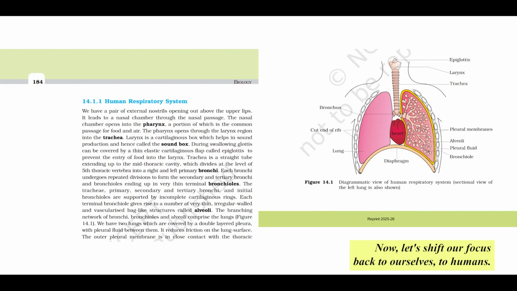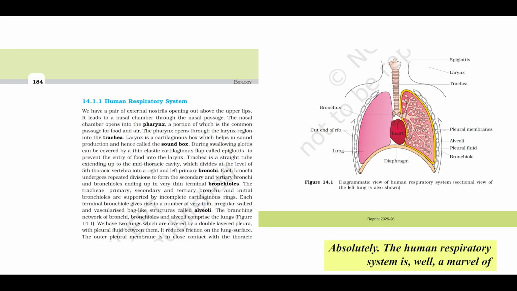Now let's shift our focus back to ourselves, to humans. Could you please walk me through the human respiratory system? Step by step, explaining the pathway air takes from where it enters right down to where the actual exchange happens. I really need to visualize this clearly for my biology exams.